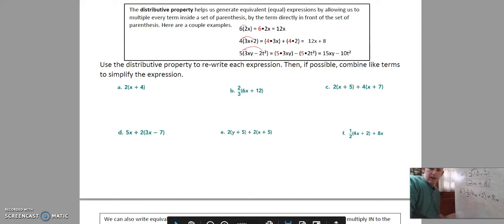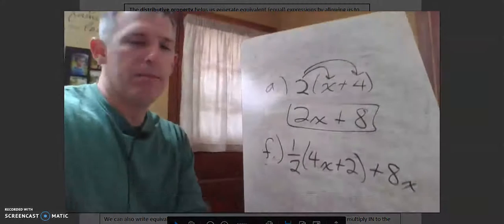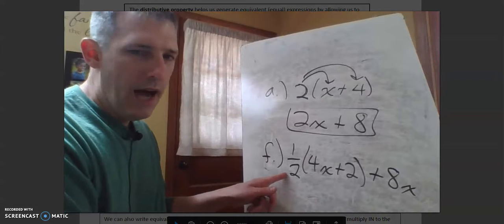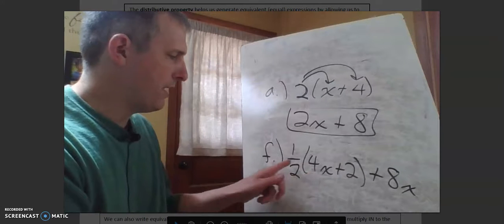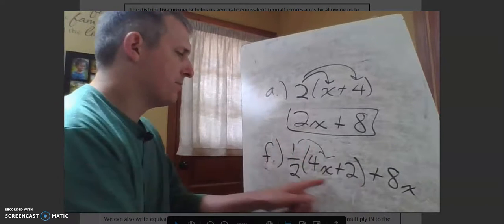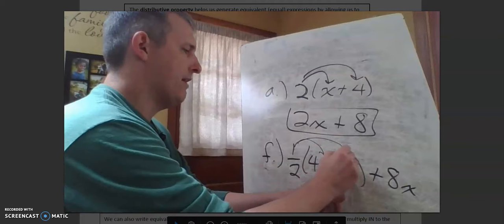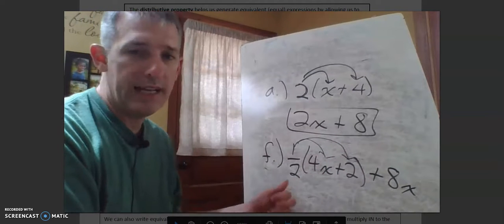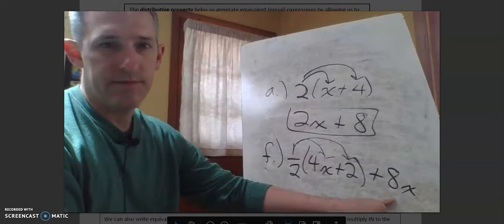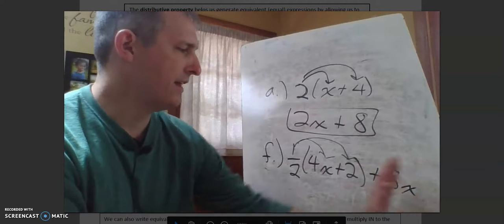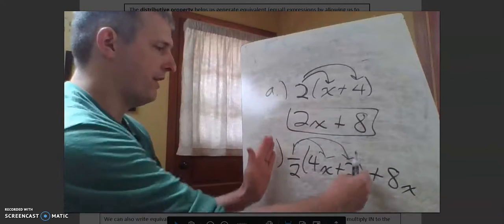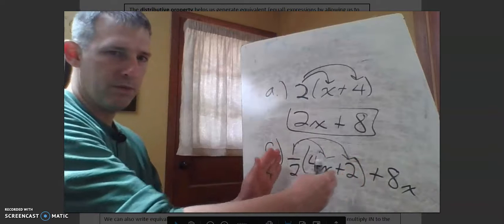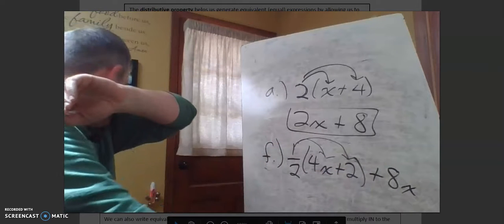All right? When I'm multiplying by this number out here, in this case it's 1/2, I'm going to multiply the 4x by 1/2, and I'm going to multiply the 2 by 1/2. But you know what? I am not going to multiply this 8x by this 1/2. Why? Because it's not in parentheses. Okay, it is its own little thing out here tacked on after we do all this. Because remember the order of operations? We want to do what's inside parentheses first, then multiplication, and then addition.